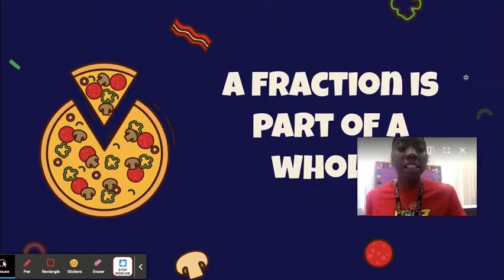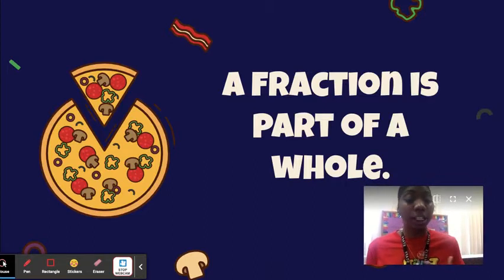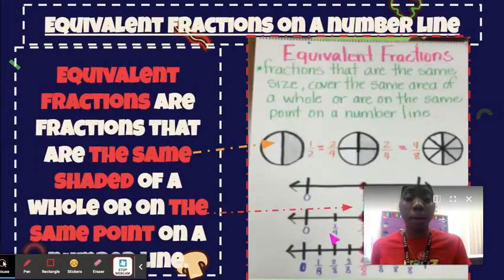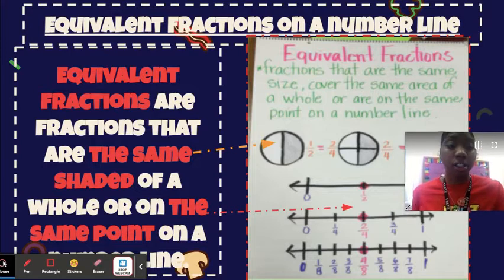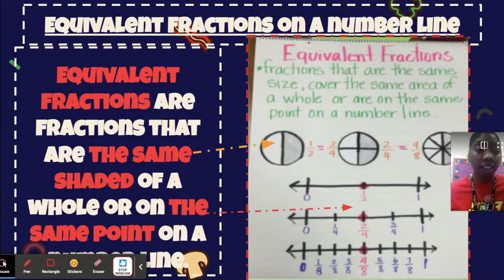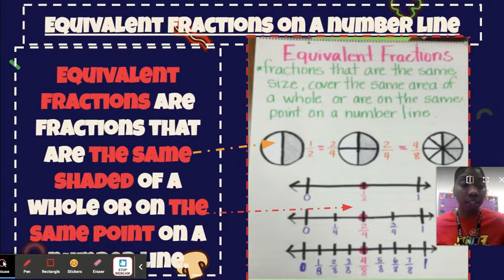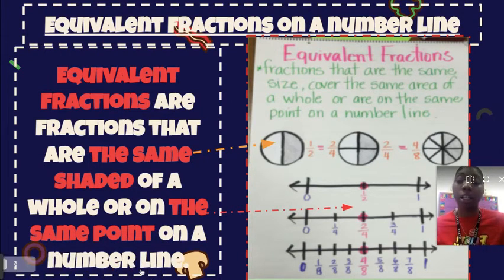Well, a fraction, and Miss Spanish is going to move herself down here so we can see a little closer. A fraction is part of a whole number. So let's take a look at equivalent fractions. Equivalent fractions on a number line are fractions that are the same shaded part of a whole number. And on a number line, it refers to the same point on the number line.